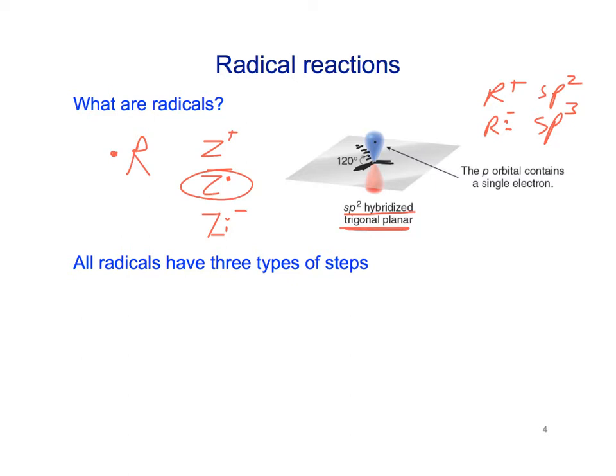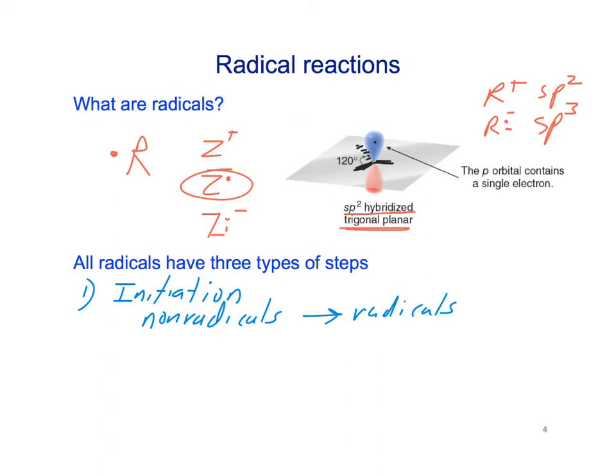All radical reactions have 3 general stages. The first stage is called initiation, and this is where we essentially take non-radicals and generate radicals. The second stage is called propagation.